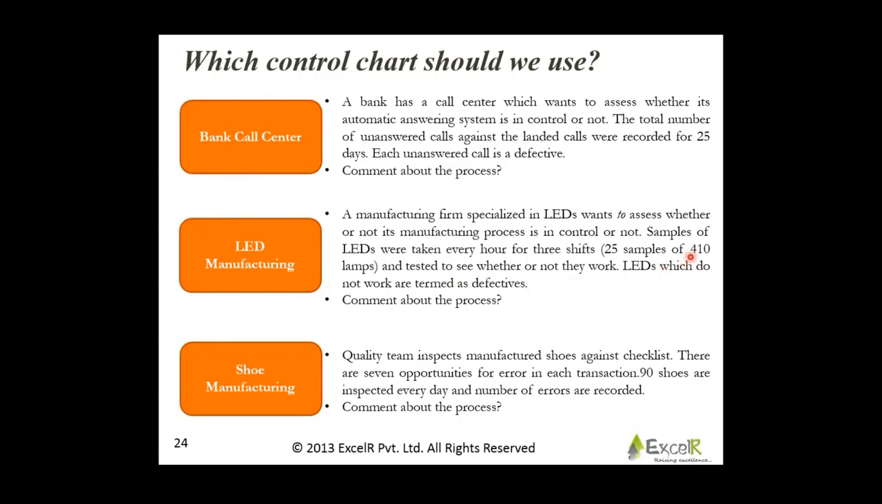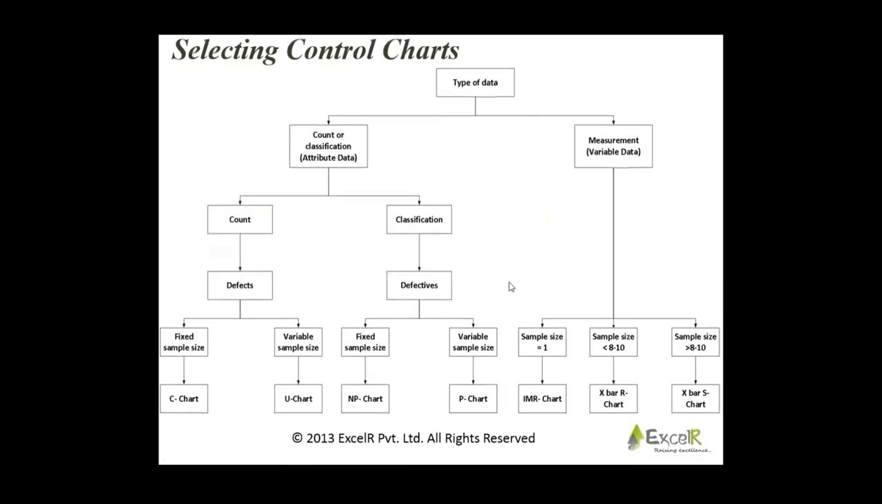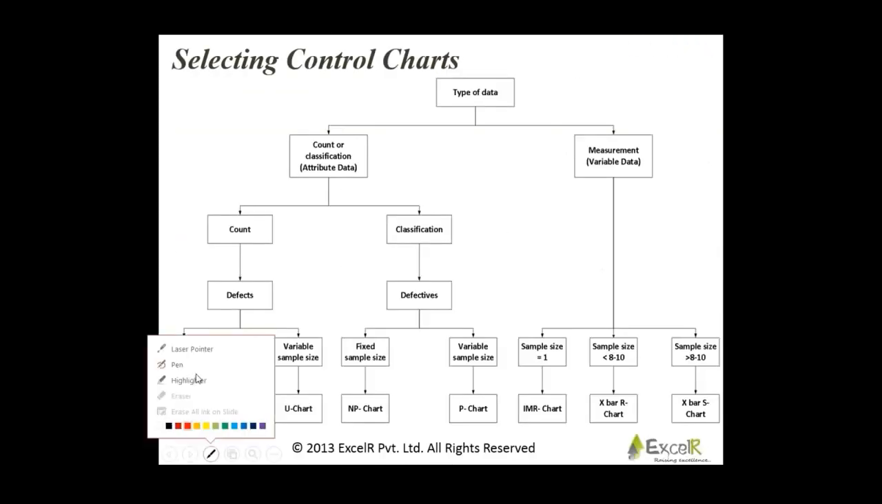Now here the sample size is fixed. You have 25 samples, and the number of lamps that you're manufacturing, that is also fixed. It's 410. If I go back to the previous slide here, hey, my bad. So let me select the laser pointer. So we know that it's a defective if the lamp is not working, but the sample size is fixed here. If the sample size is fixed, you go with what? NP chart. You go with NP chart.